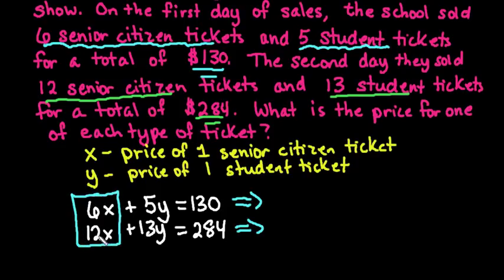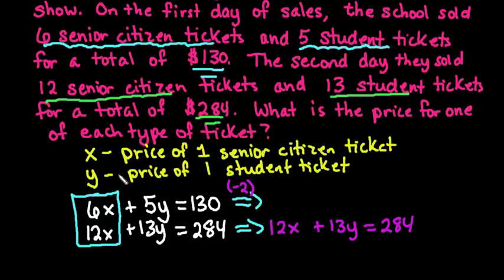Now we need to figure out what would we multiply 6 by to get the opposite of positive 12. So the opposite of positive 12 is negative 12. So we would multiply the entire top equation by negative 2. And we're going to keep the bottom equation the same because it's already 12. If you wanted to eliminate the y's in this case, I would have to multiply the top equation by 13 and the bottom equation by negative 5, and so it's a lot more work.